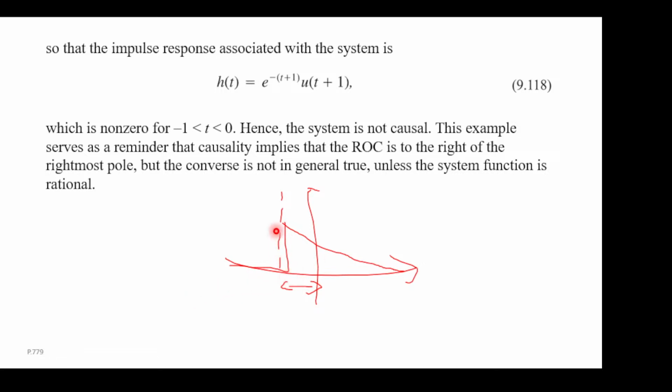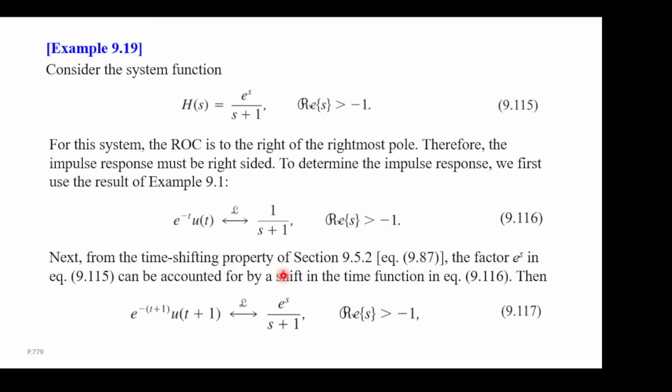And then this thing is not causal because you have this part between minus 1 and 0, where your h is non-zero. And then you do the Laplace transform, and you find out that it's e to the s over s plus 1, with the ROC being right-sided.